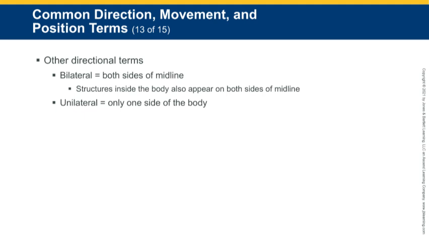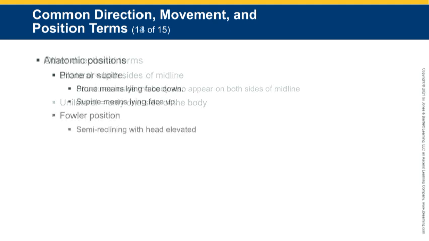Bilateral refers to structures appearing on both sides of the midline, while unilateral refers to those appearing on one side only. Anatomic positions describe how the body is positioned. For example, prone means lying face down, and supine means lying face up.